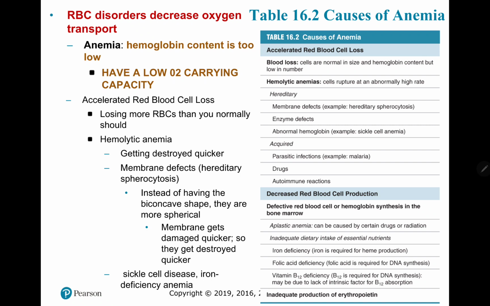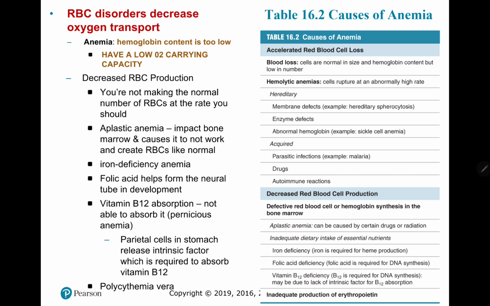But you can also have acquired anemias, such as malaria or parasitic infections, which cause anemia. Certain drugs and certain autoimmune reactions also cause anemia.